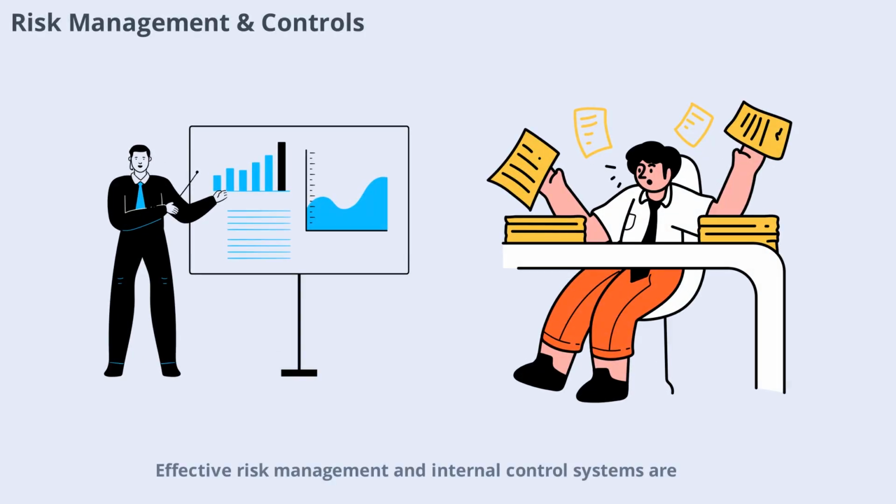Effective risk management and internal control systems are essential for safeguarding assets and ensuring reliable financial reporting. Issuers must disclose whether they have an internal audit function, how often systems are reviewed, and whether they consider their controls effective. These disclosures help stakeholders assess the company's risk management capabilities.